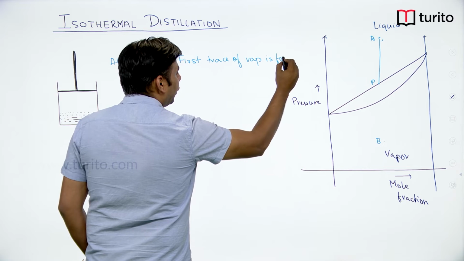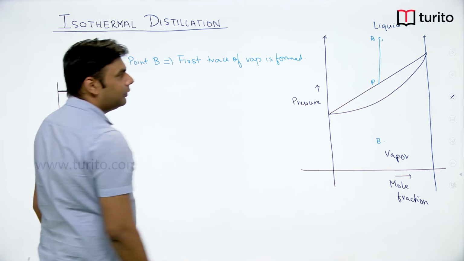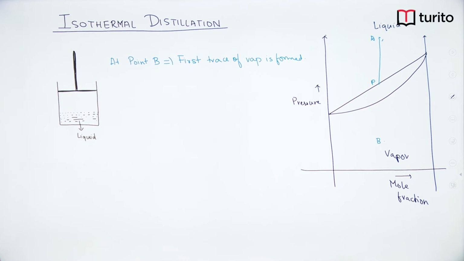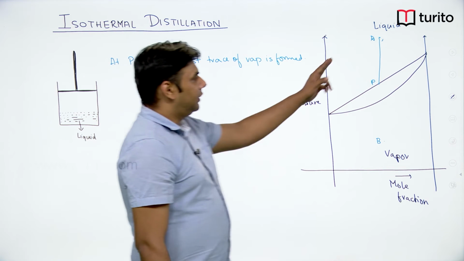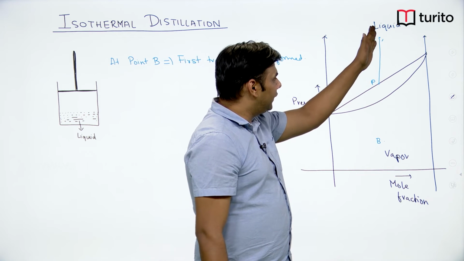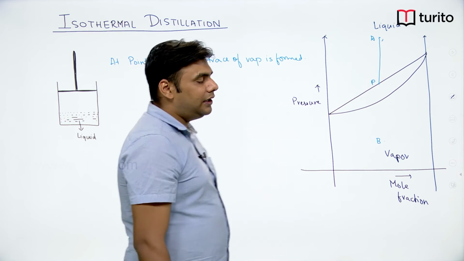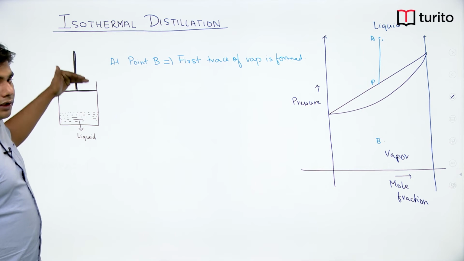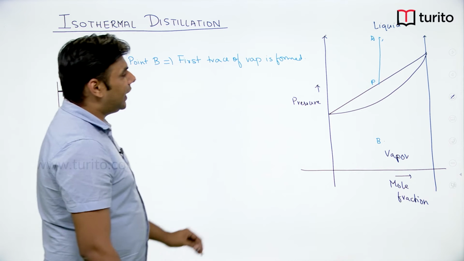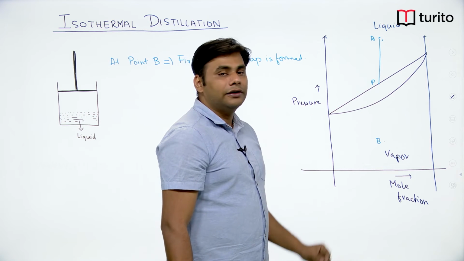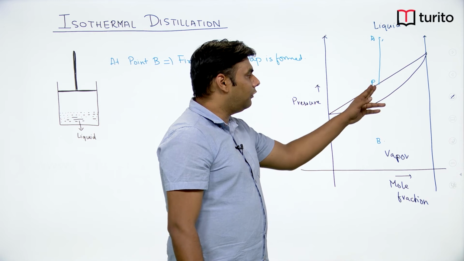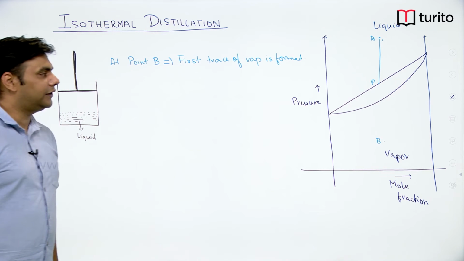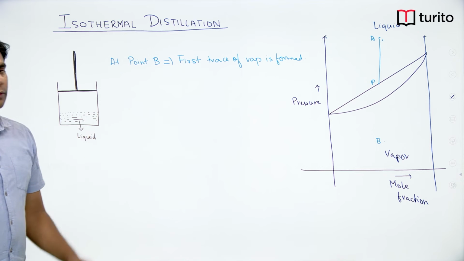Okay, at point P the first trace of vapor would be formed. The composition corresponding to A was that of liquid, so A is basically in the liquid zone. What we are doing isothermally is just decreasing the pressure, which means we are lifting the piston. At some point we'll get some amount of vapor. So this point B is called the point where the first trace of vapor is formed.